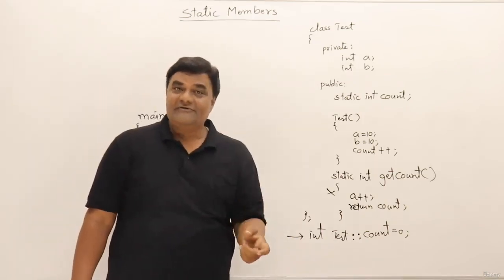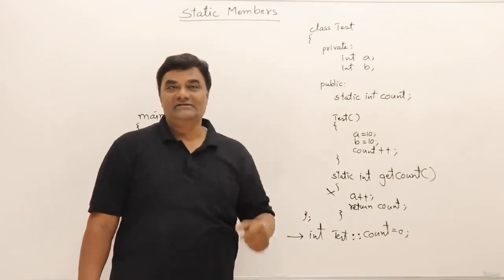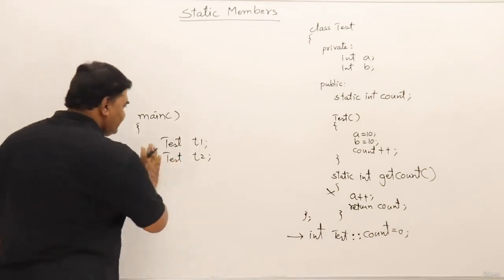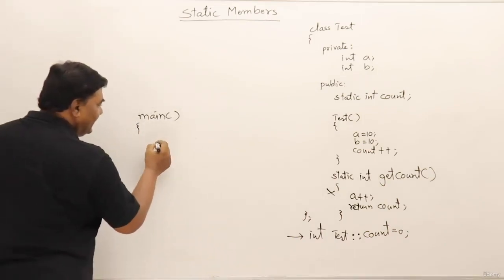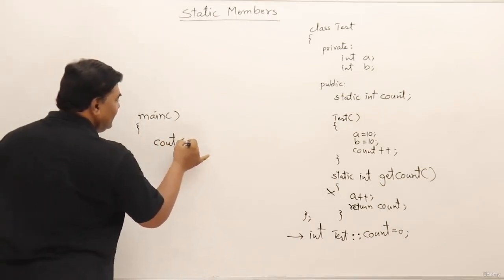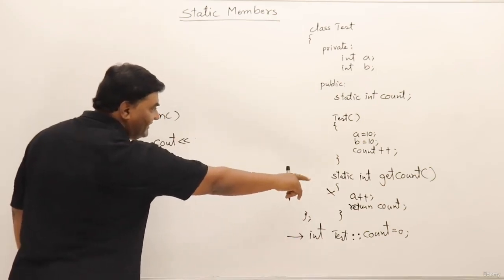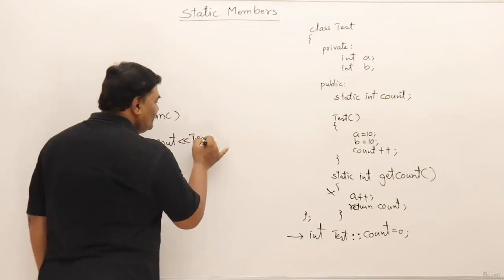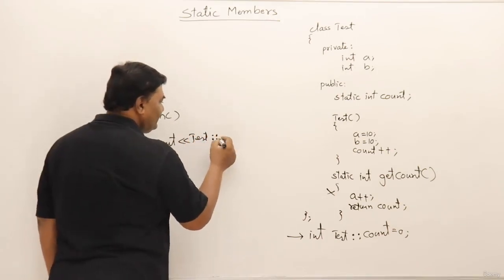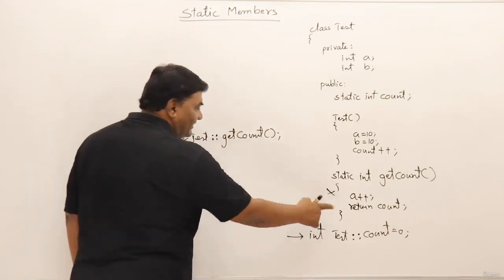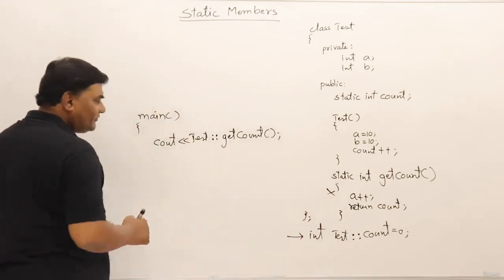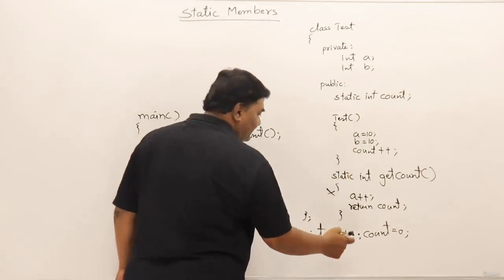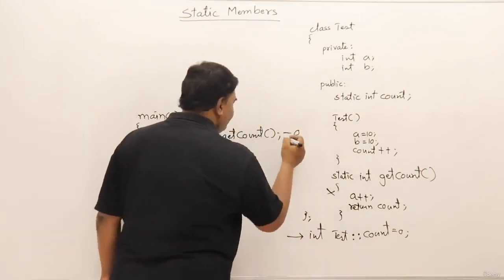So static member functions also belong to a class. Let us see. Already we have discussed this one, so I will not create any object. I will say cout and I want to call that function, getCount. Can I call that function? Yes, you can call it using the scope resolution operator. Test::getCount. It will return the count and we can display it. So what is the count initially? We did not create any object. Count is never incremented. So the answer is 0.